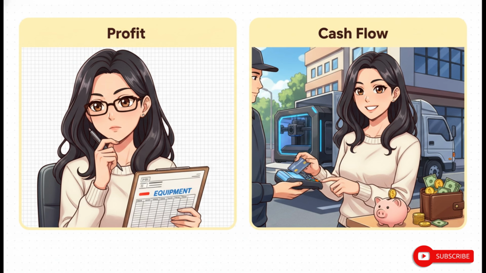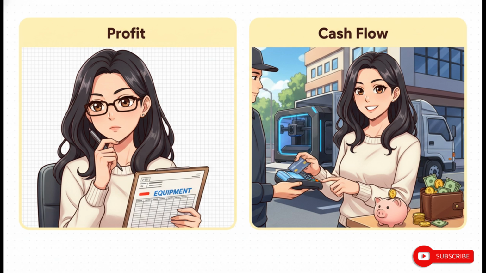Let me give you a quick example. Imagine you buy, say, 10,000 rupees worth of equipment on credit. On paper, your profit statement shows a 10,000 rupees expense, so your profit looks lower. But your cash flow? Absolutely nothing has changed because no actual money has left your hands yet.